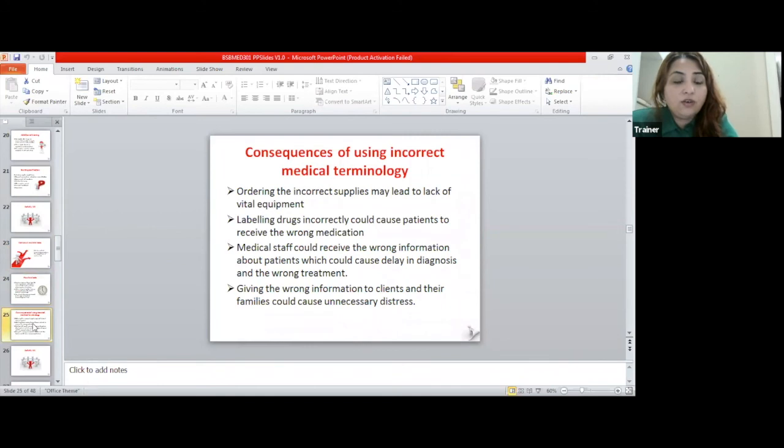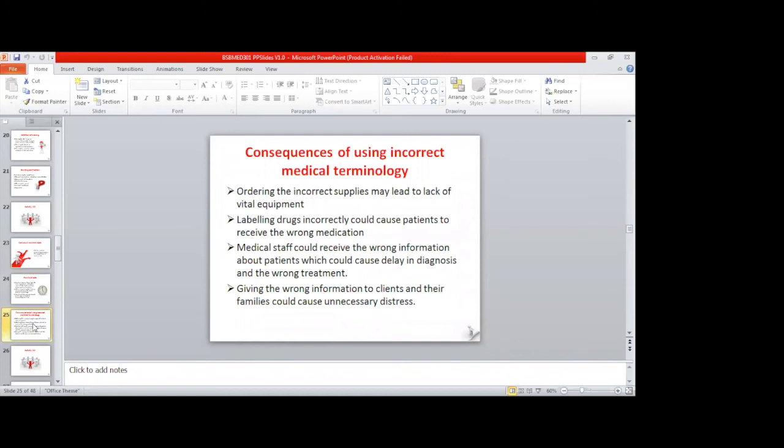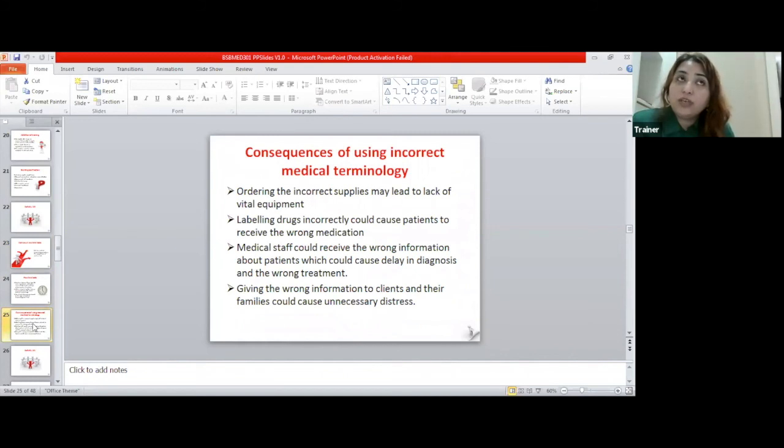Yeah, consequences of using incorrect medical terminologies. You might order the incorrect supplies. For example, in your unit, you have a storeroom where you're supposed to be checking what are the things that are low on stock so that it can be ordered. So if you just write TED stockings, that's not enough. You have to write which shape, which size, because TED stockings come in many shapes and sizes. If you just write TED stockings, they might order a large amount of stockings that you already have. So you have to write exactly which one: TED stockings, medium, below knee, or regular size. Whatever is low on stock, you need to write it very, very clearly.